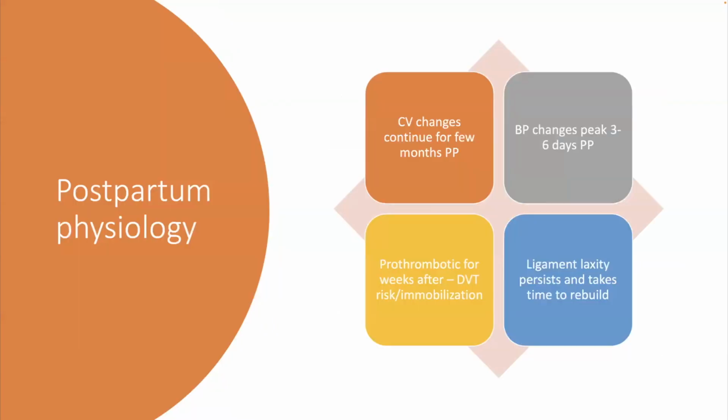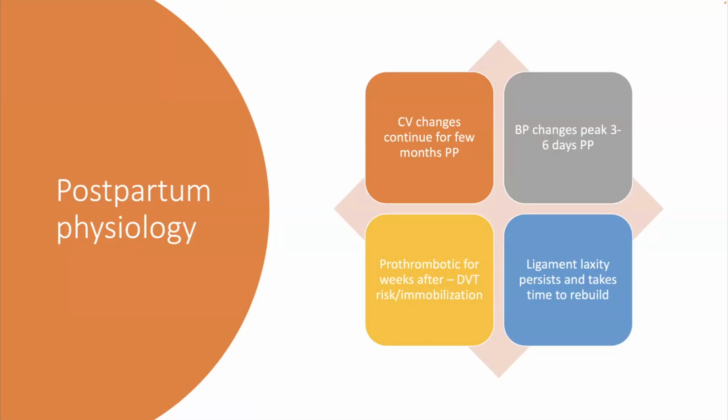Some of the physiology changes we saw during pregnancy don't just stop as soon as the baby's delivered. The cardiovascular changes take a few months postpartum, especially the changes in heart rate. Blood pressure peaks at about 3 to 6 days postpartum, but can take a few weeks to normalize. Keep in mind that postpartum patients are in a prothrombotic phase for a few weeks after.